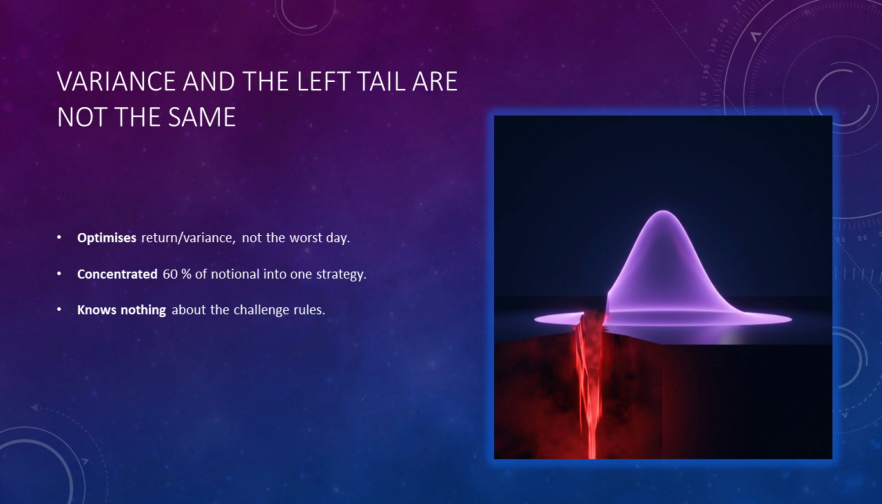Here's the general conclusion to take away. Variance and the left tail are not the same thing. A portfolio with lower variance can have a worse day. All it takes is for the strategies to be calm most of the time, but in position together on the day the market drops. On top of that, Composer knows nothing whatsoever about the challenge rules.